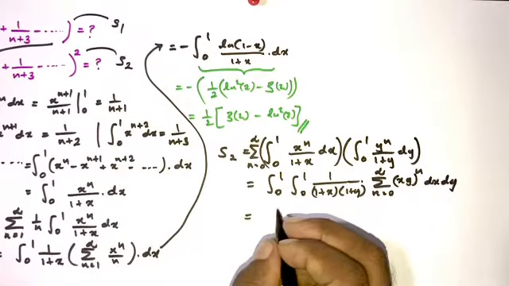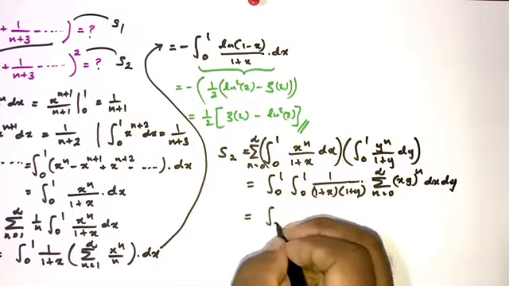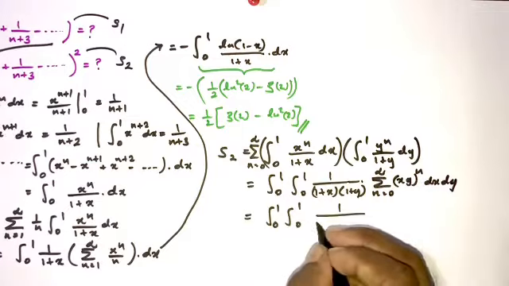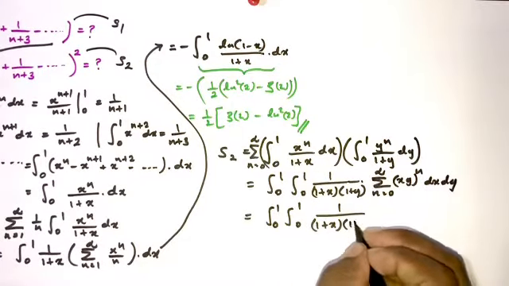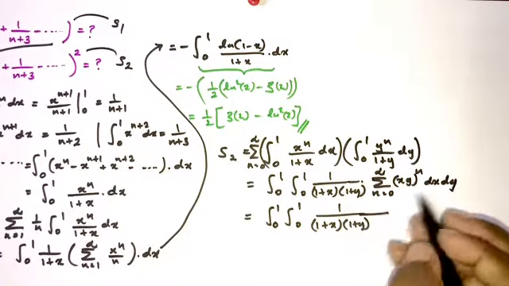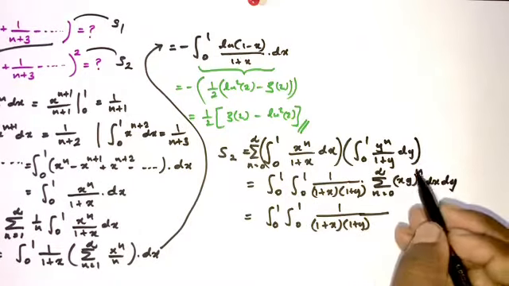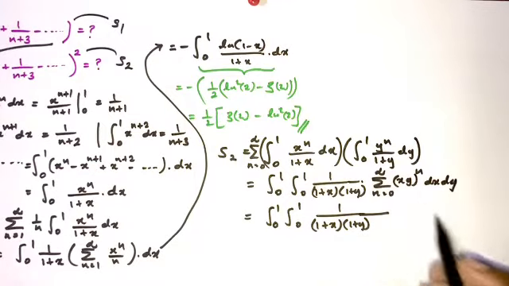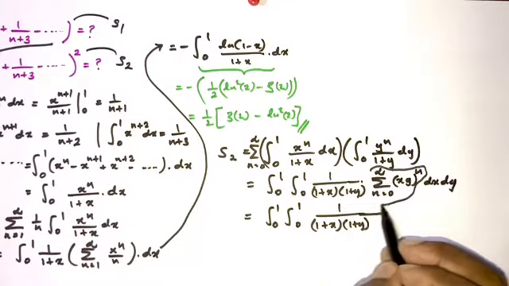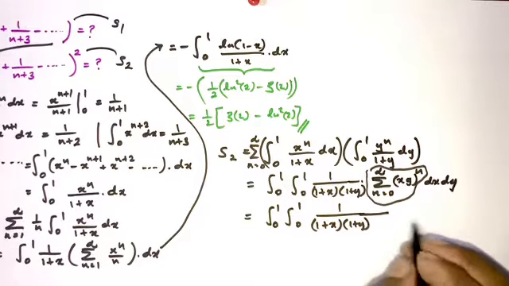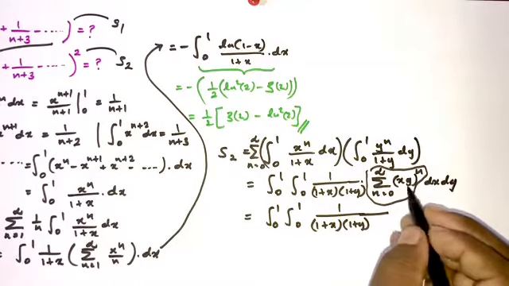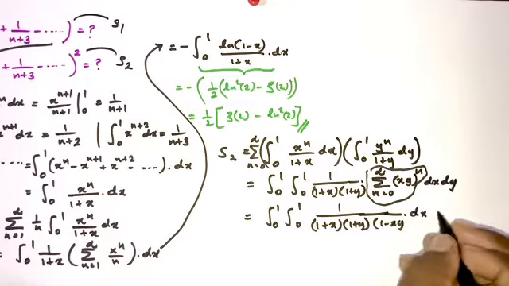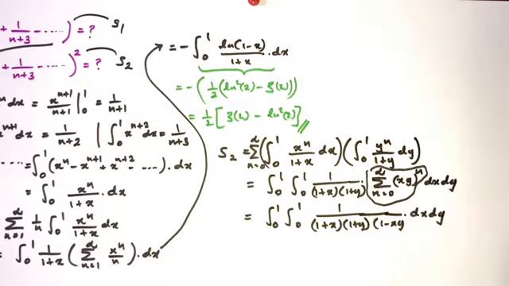Okay, then again we can write the integral from 0 to 1, integral from 0 to 1, of 1 over (1 plus x) times (1 plus y). Now here we have the sum from 0 to infinity of (xy) to the n, and we know this infinite series is equal to 1 over (1 minus xy), because the ratio is xy, dx dy.